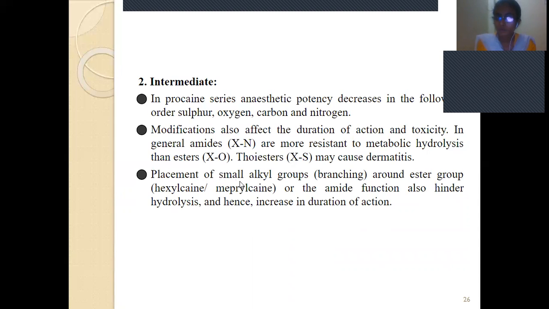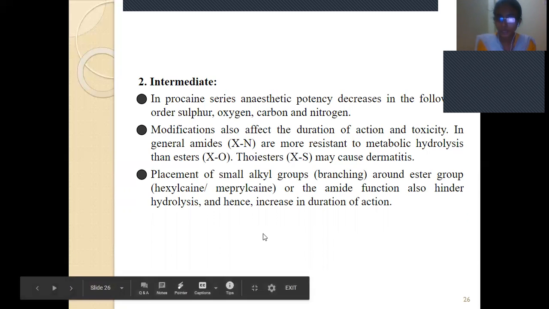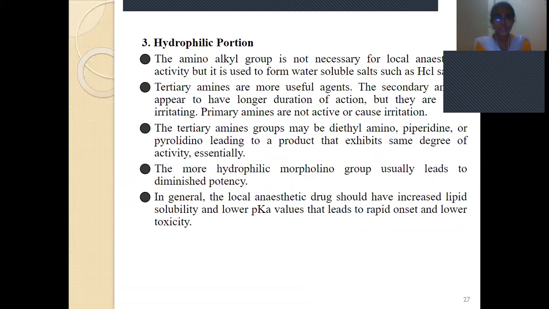Placement of small alkyl groups around the ester group or the amide function also hinders the hydrolysis and increases the duration of action. Next, the hydrophilic portion. The amino alkyl group is not necessary for the local anesthetic activity, but it is needed to form the water soluble salt.